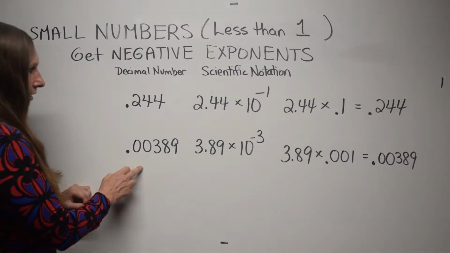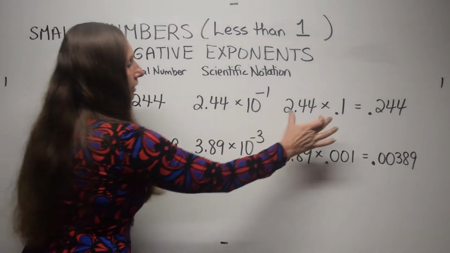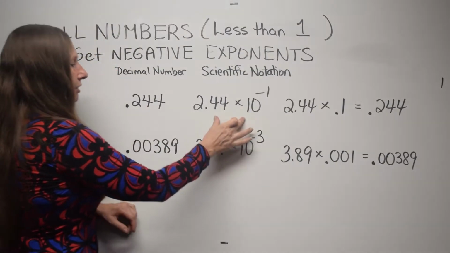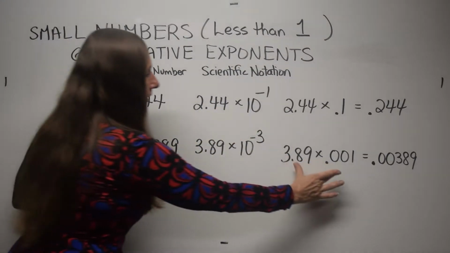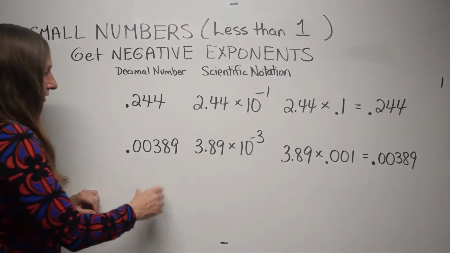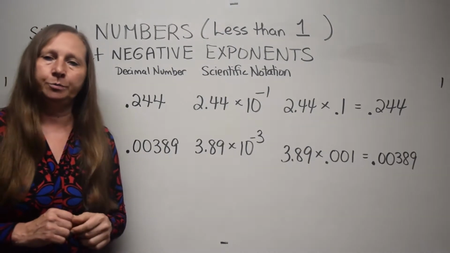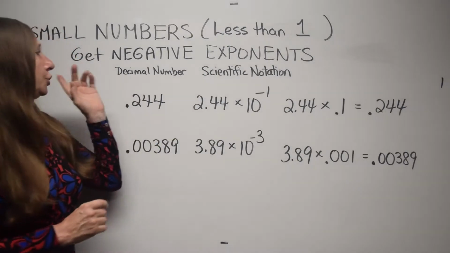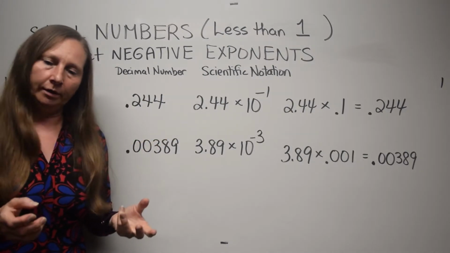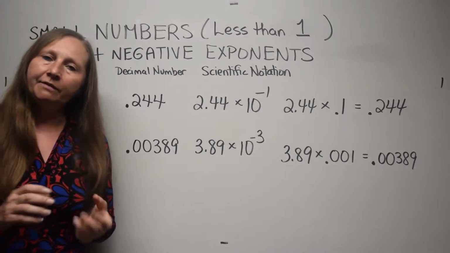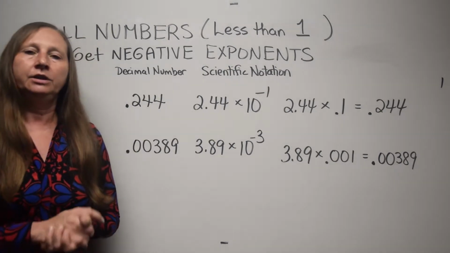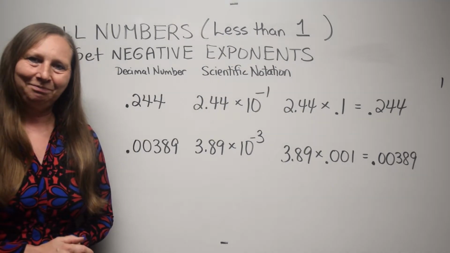All right, so this is the same as this, is the same as this. This is the same as this, is the same as this. Remember that small numbers, less than 1, will get a negative exponent when converted into scientific notation.